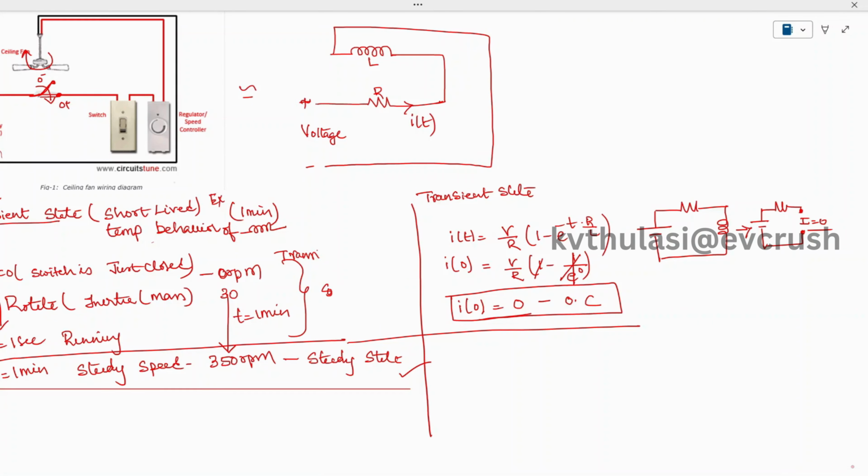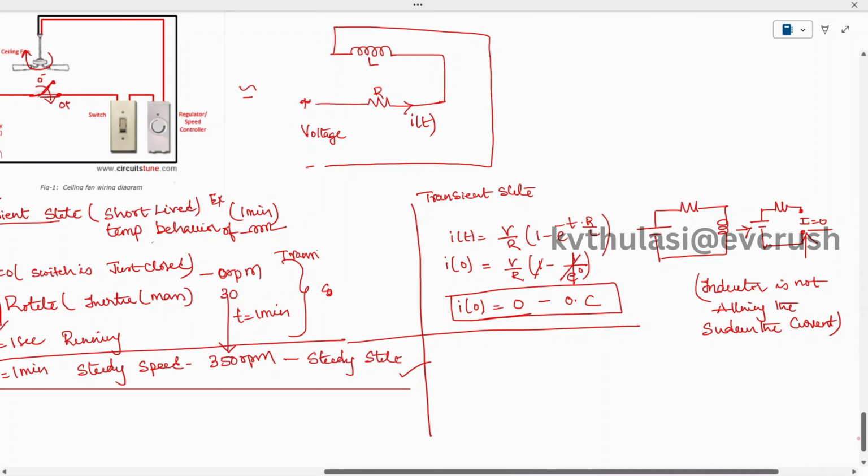But as soon as this happens, I can say that the inductor doesn't allow a sudden change in current. This is the meaning of the sentence. Here our inductor is not allowing the sudden change in current. That's the property of the inductor: it doesn't allow a sudden change in current. That's why the current is 0.